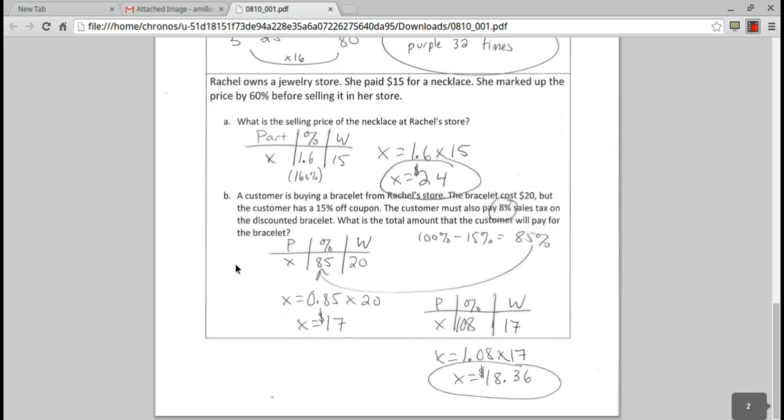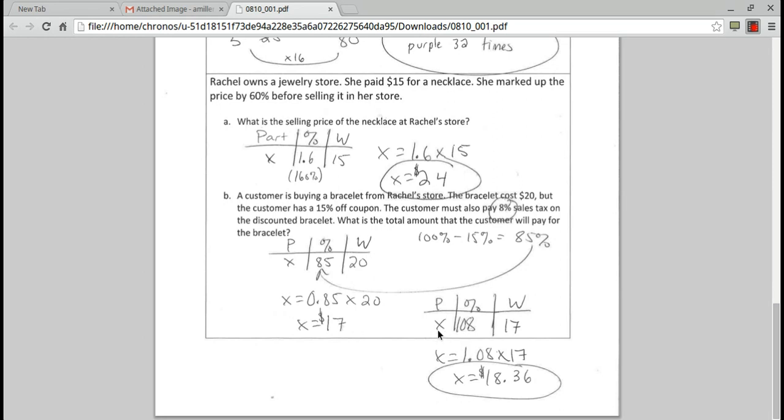Part B is a 2-step problem. First, the customer is getting a 15% off discount, which means they're only paying 85% of the cost, which means the customer is only going to pay $17 for this bracelet that originally cost $20. But then they have to pay tax on this $17. So the $17 is the new selling price, or the new original price.